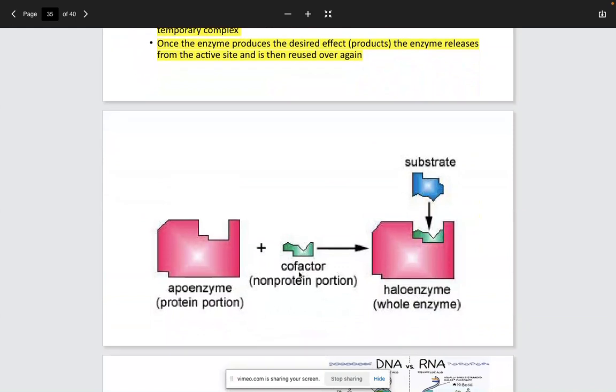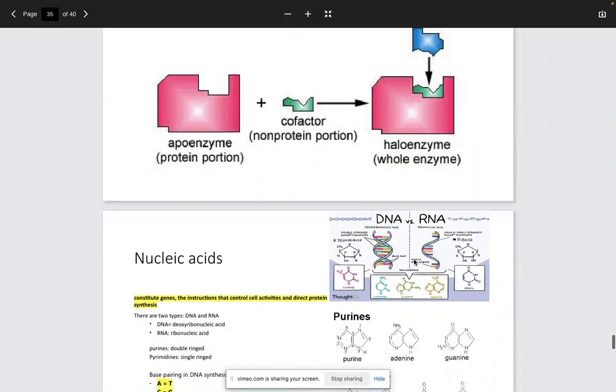This is a picture here of what an apoenzyme and a cofactor may look like. This is an apoenzyme, the protein portion. This is the cofactor, knowing that the apoenzyme, when it's present with the cofactor, forms something called a holoenzyme. You don't have to know that, but the substrate can then bind at the active site.